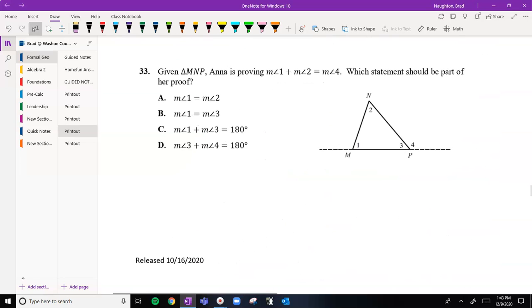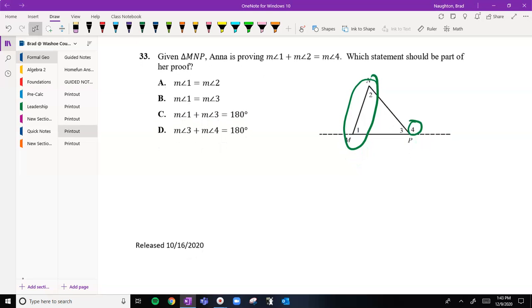Alrighty, so ladies and gentlemen, 33, I think we're done with our transformations for a while now. We're in triangle land. So it says we're trying to prove that these two add to 4. So what part should be in our proof? Well, think about this. The proofs need to always be true. Are there triangles where 1 and 2 are not the same? Absolutely. How about 1 and 3? These triangles, both are saying that this only works in isosceles triangles, which is not the case. It works all the time.